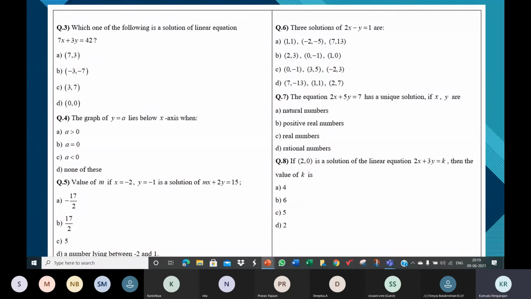You are looking for a solution where both x and y are natural numbers. If x and y should be natural numbers, only when y is 1 are we getting x also as 1. 1, 1, both are natural numbers. Only one solution you can have like that.